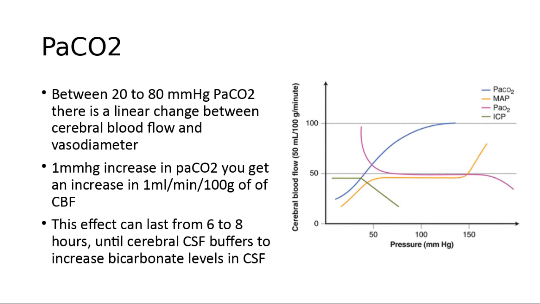Extreme hyperventilation can cause cerebral ischemia due to significant cerebral vasoconstriction. Intraoperatively, we often aim for a PaCO2 of about 28 millimeters mercury. And you can see on the graph that linear relationship between PaCO2 and cerebral blood flow right here in blue.